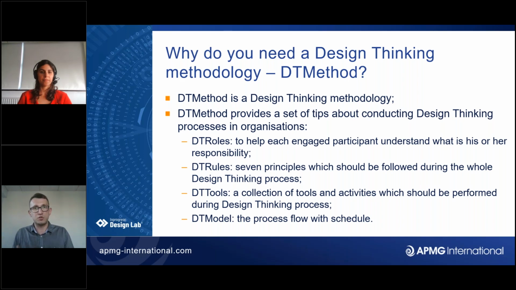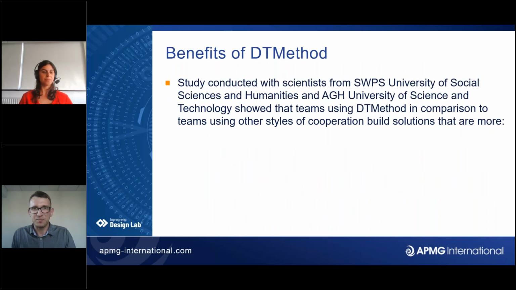Altogether, all those parts of the DT method, DT roles, DT rules, DT tools, and the DT model make using design thinking easy and predictable. And this predictability is a very important part, because if you try to find a description of design thinking, quite often you can see the word chaos in those descriptions.